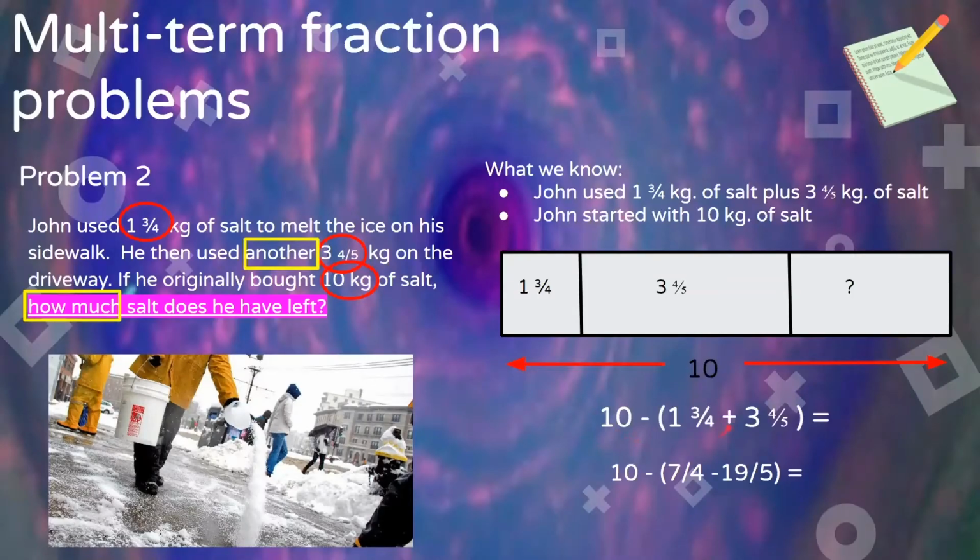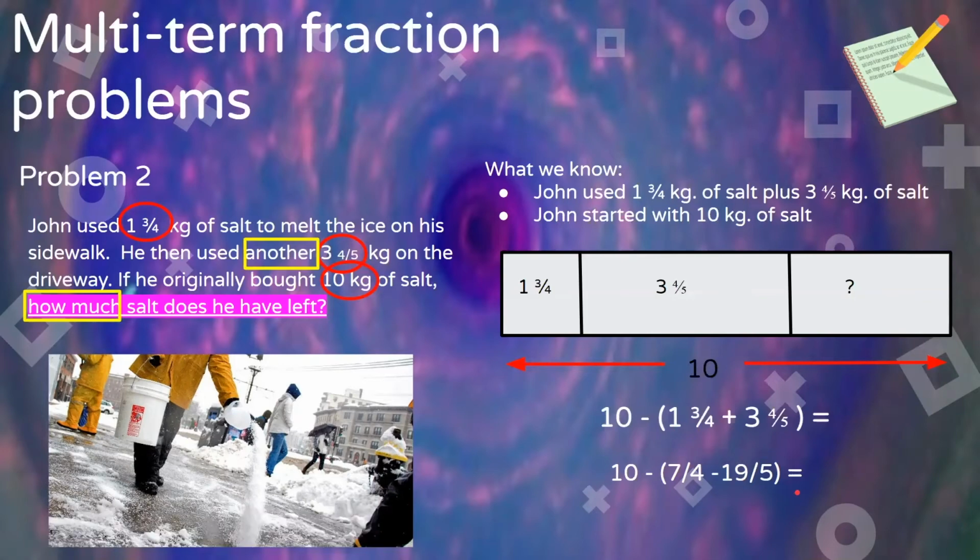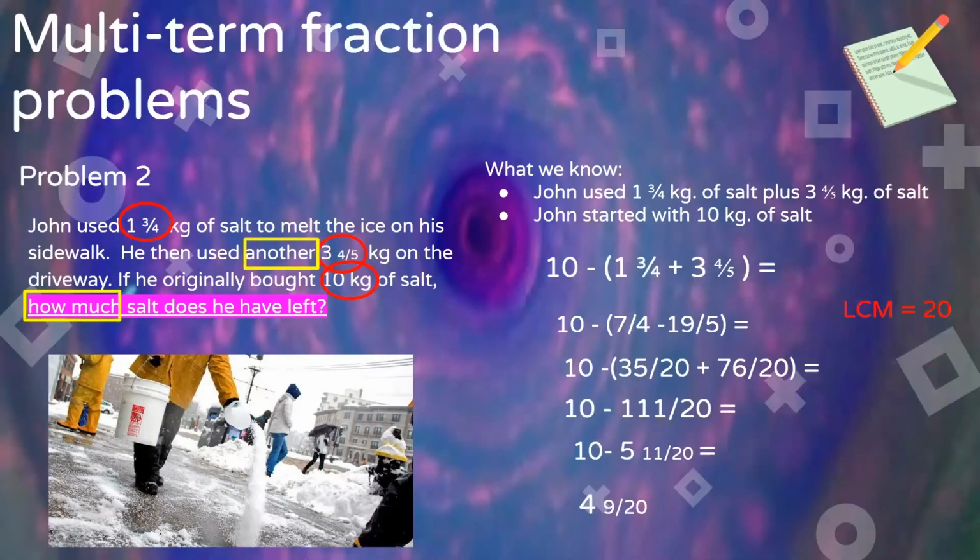And what did the math tell us? We should be able to do this numerically. 10 minus 1 3/4 plus 3 4/5 is the same as 10 minus 7/4 plus 19/5. 1 3/4 is the same as 7/4, and 3 4/5 is the same as 19/5. Now I'm hoping you'll notice we still don't have a lowest common multiple, but we know that it's 20.